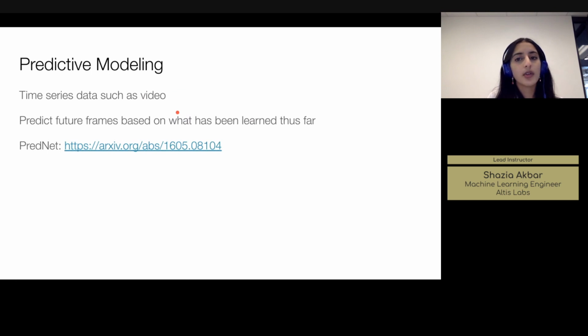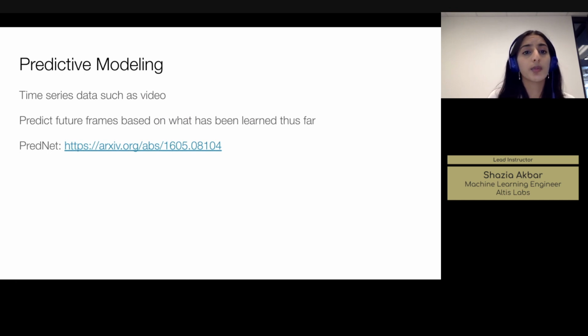Okay, so lastly, I want to do a slight switch from deep clustering to predictive modeling, because I think it's a really interesting upcoming field in unsupervised learning, and a lot more people are working on it. The idea of predictive modeling is, first of all, that it's designed for time series data. A lot of people working in this field are working on videos or 3D animations, and the idea is to predict future frames based on what you've learned so far and the frames you have seen.